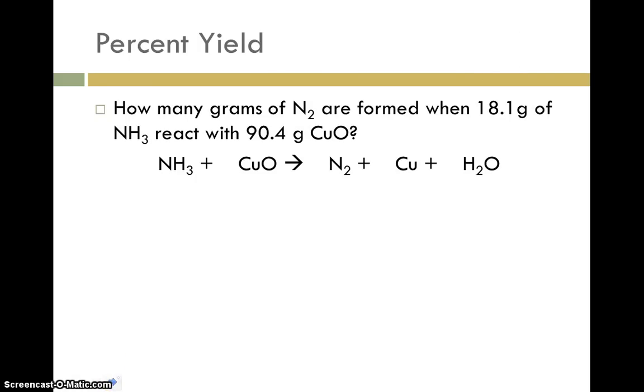So when you're looking at percent yield, sometimes it'll also be a limiting problem, and sometimes it will just be a regular stoich problem. I know this one is also a limiting problem because I have two masses. So the first part of this problem is going to be doing a regular limiting calculation. So how many grams of N2 are formed when 18.1 grams of NH3 react with 90.4 grams of CuO? So let's go ahead and organize our work around the equation.